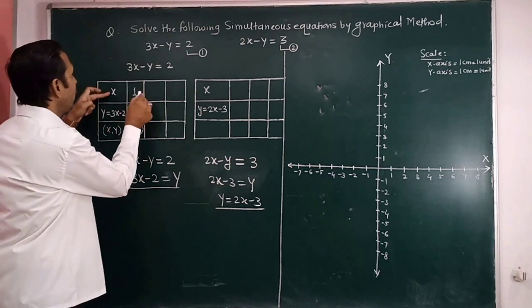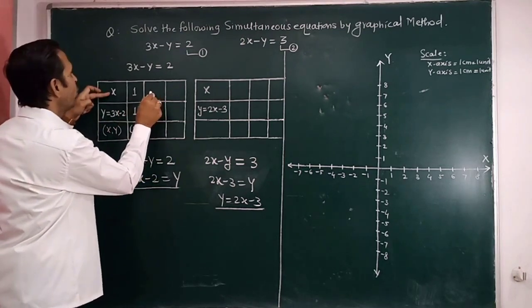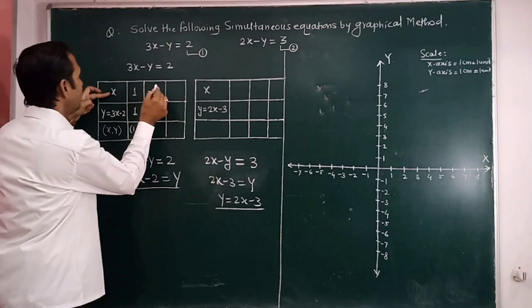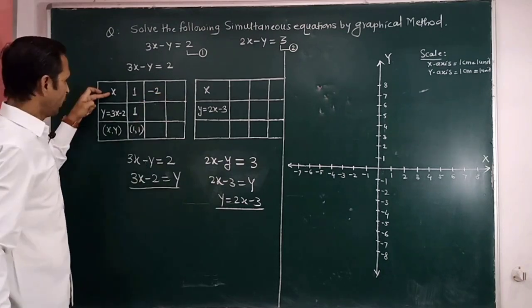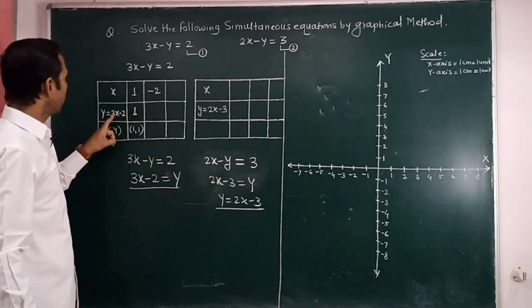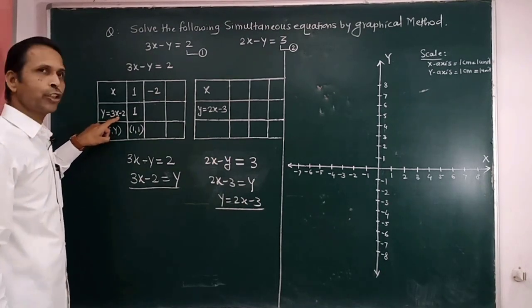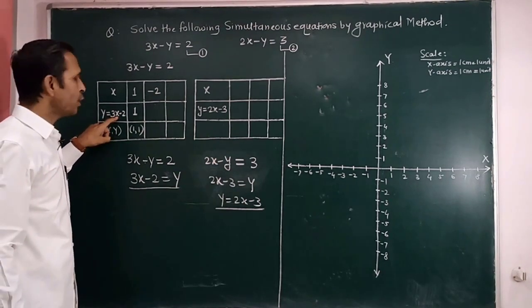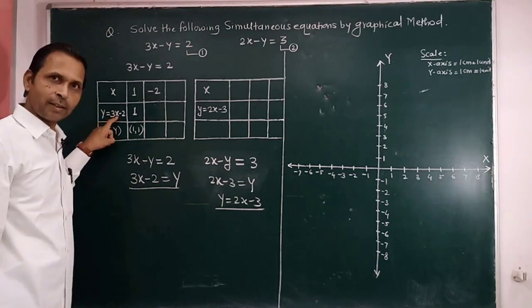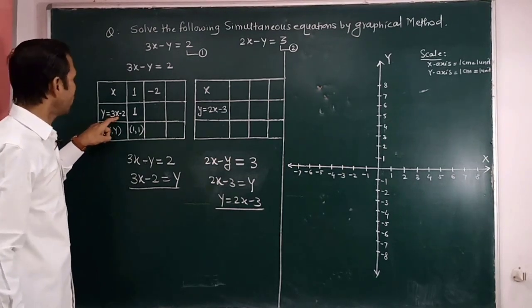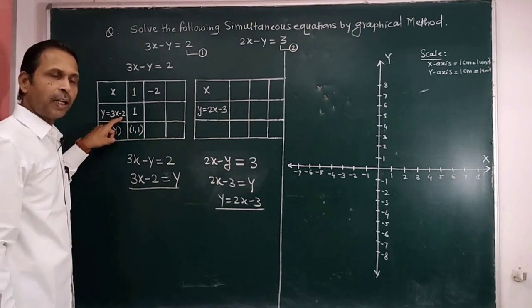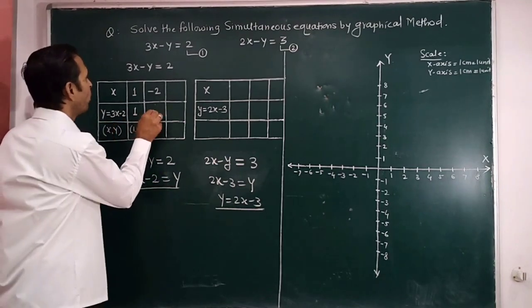Now suppose we take the value of x as minus 2. Then what happens? Put minus 2 in this equation: 3 into minus 2, that is minus 6, correct, and minus 6 minus 2, that is, we will get minus 8.